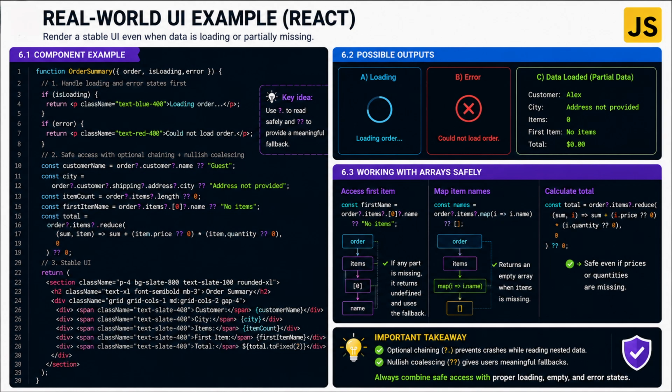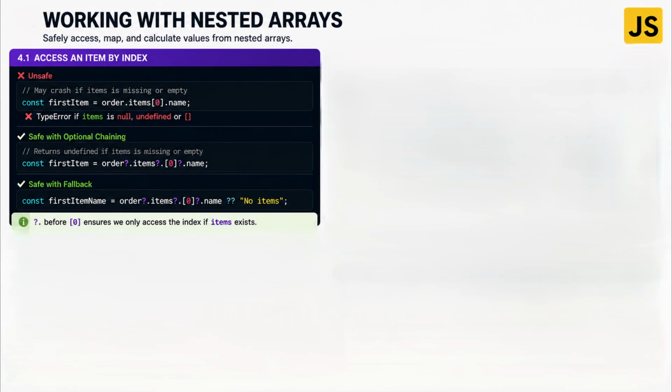Suppose an order has an items array. We may want the first item's name. const firstItemName = order.items[0].name. This fails if items is missing, if it is null, or if the array is empty.